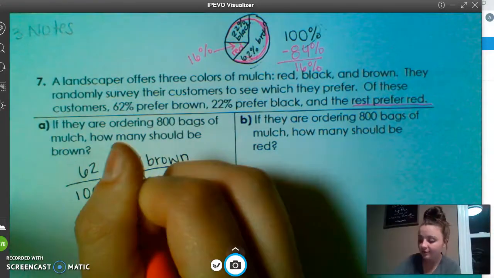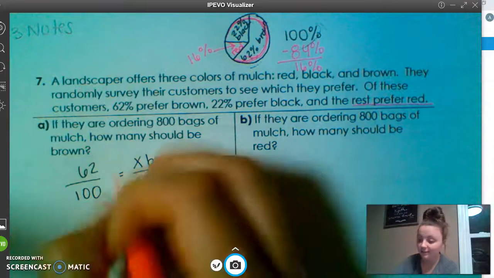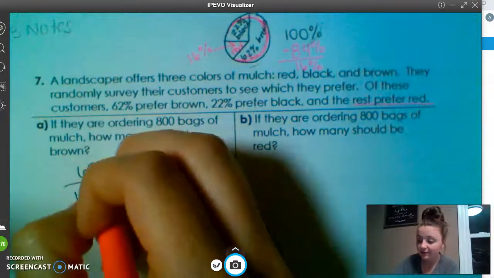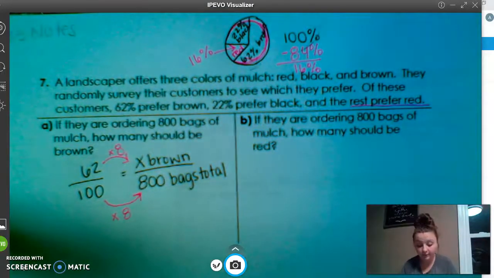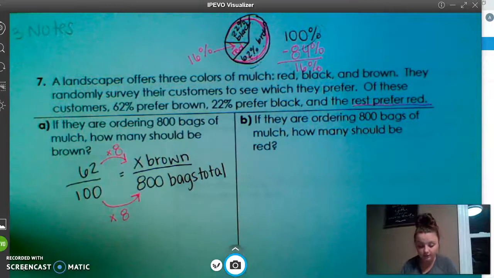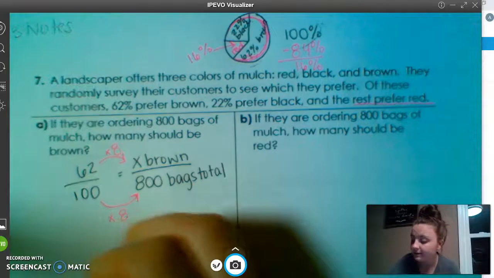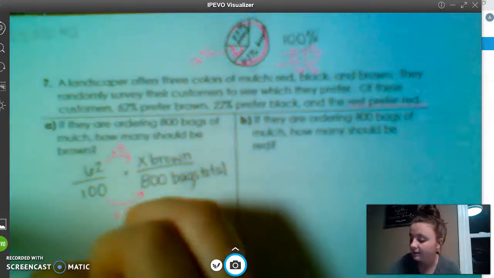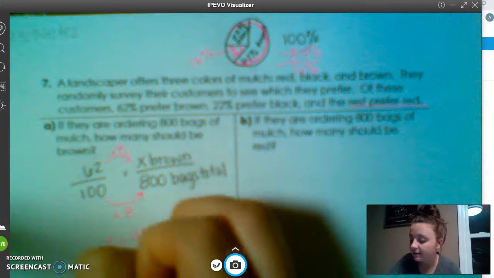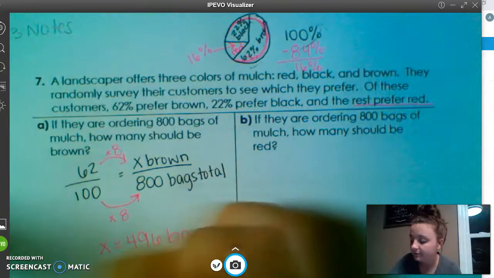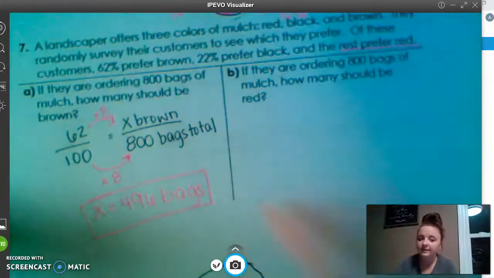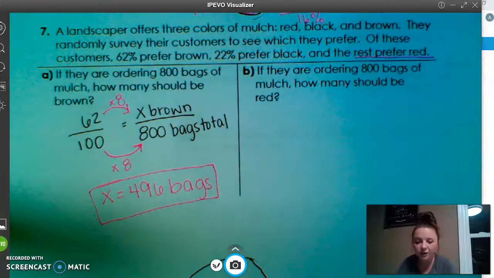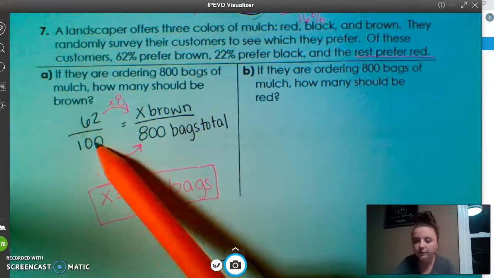I can go from 100 to 800 really easy by multiplying by 8. So I do the same here and do 62 times 8. I'm going to get my handy dandy cell phone calculator. So 62 times 8 is 496. So it would be X equals 496 bags. So the trick to this was knowing that it's 62%. Well, percents are out of 100%. So you had to do 62 over 100.